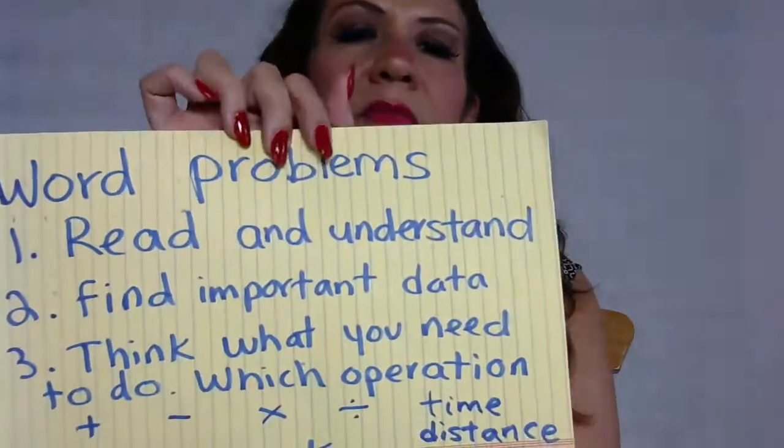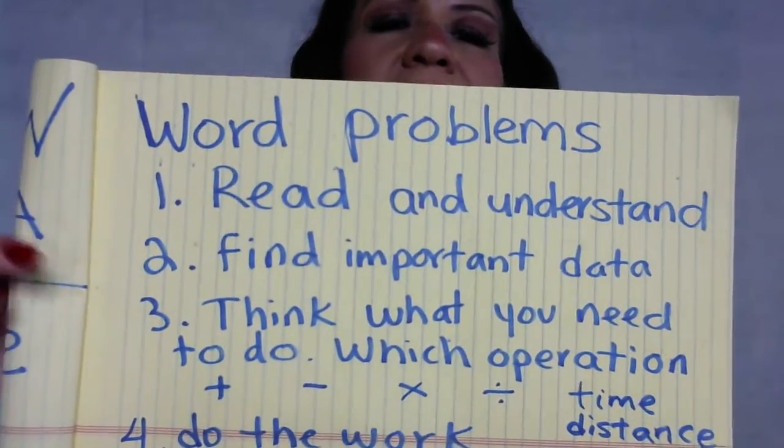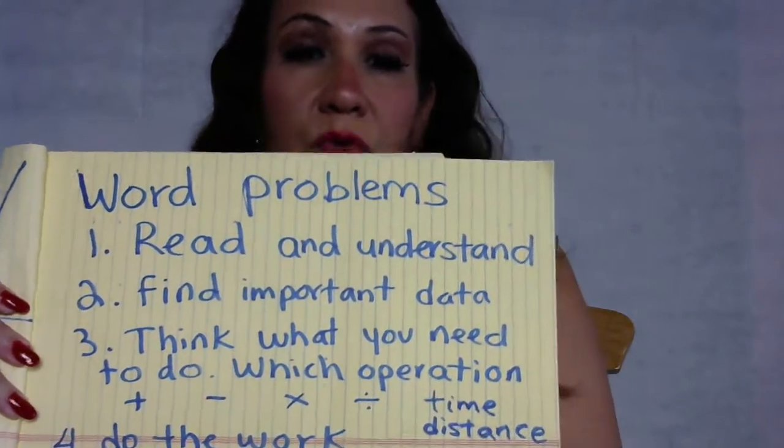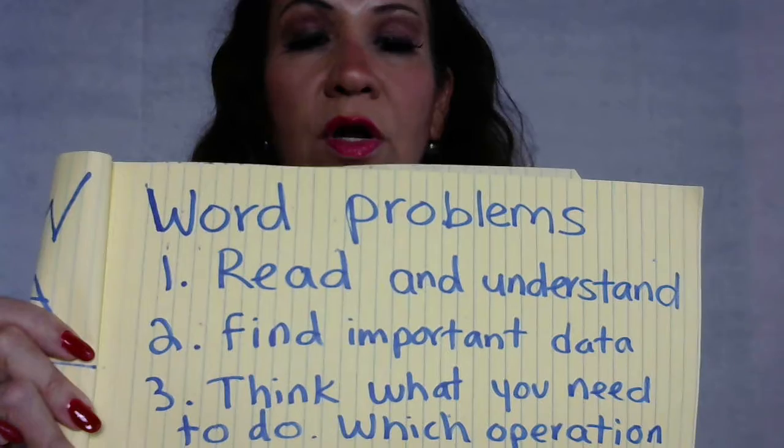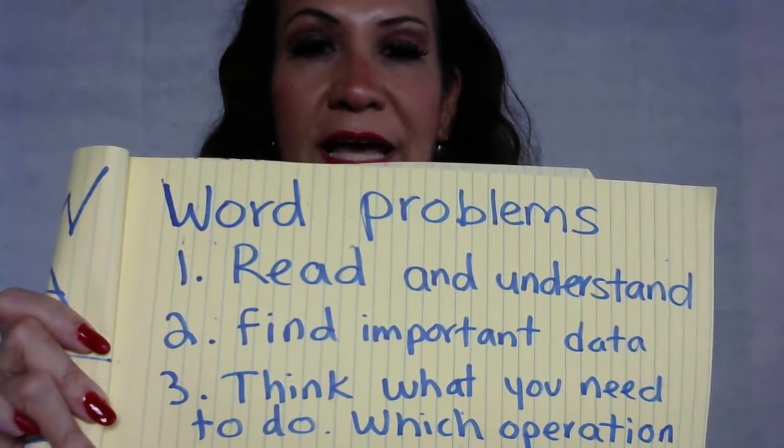Materials. Number 1, read and understand what you're reading, okay? Because a lot of times we're not understanding what we're reading. So make sure you read it and read it as many times as you need. Number 2, find your important data, okay? Whatever is important that they're telling you, write it down, rewrite it, copy, like if they're talking about apples, any numbers, days of the week, how many days, any important information, how many people were sharing the cookie. You need to analyze very well how many of what and what you need to find out.